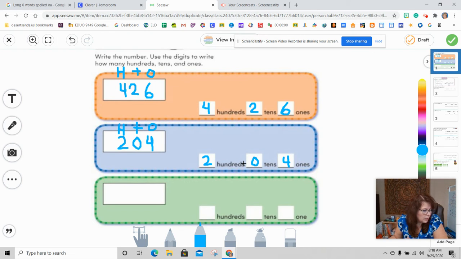Okay, our next number, what if he had 341? Again, we write the number 341, but then we put our friendly HTO. It's always good to do. So now we know that we have the digit 3 in the hundreds place, so we have 3 hundreds. The digit 4 is in the tens place, that means we have 4 tens. And the digit 1 is in the ones place, so we have 1 one.